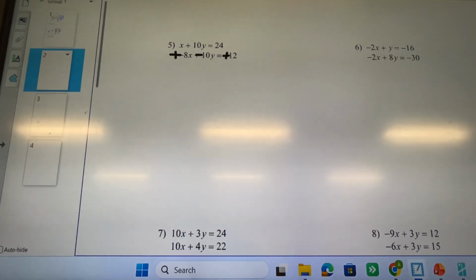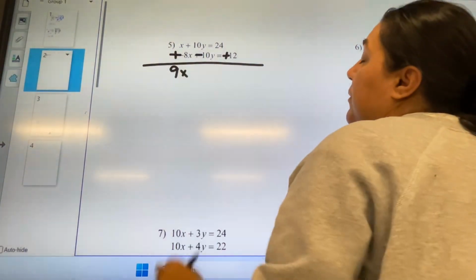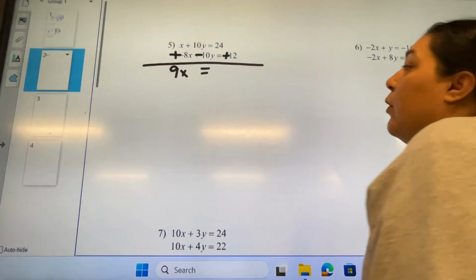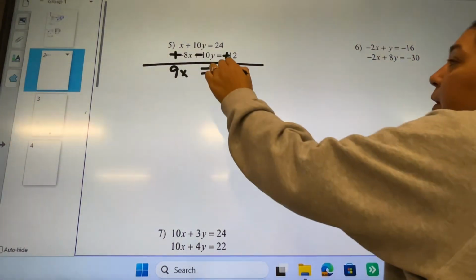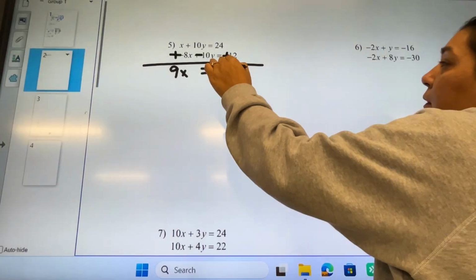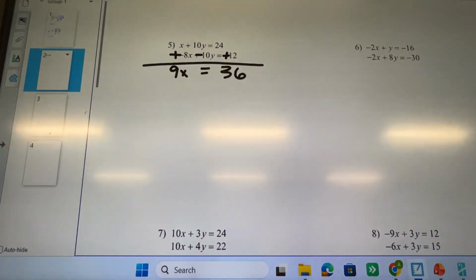Okay, and then we're just going to add them together like we normally do. 1 plus 8. It's going to be 9x. 10 plus negative 10 is 0. 24 plus 12. 36. Oh, because it's not a negative. Okay, and then what? Divide by 9.